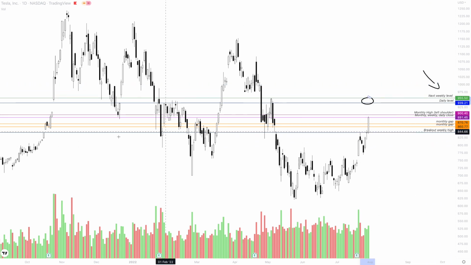Now, of course, the level to hold is around this 840 level, which has been a key level in the past as well, our resistance. So just keep an eye out for that one if you're trying to go long.